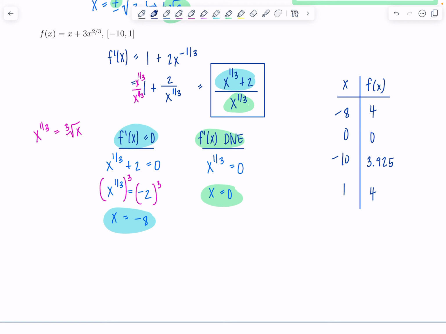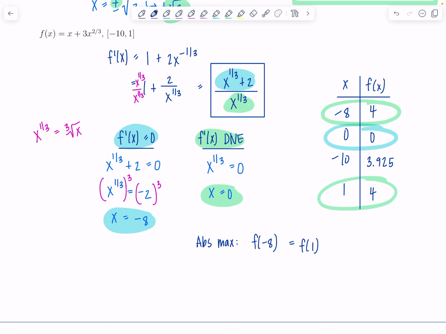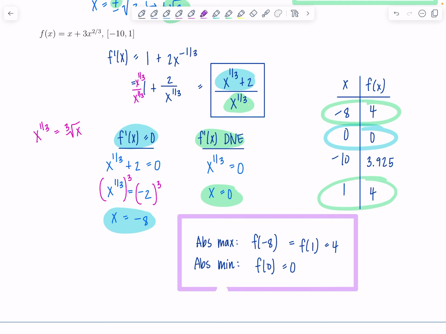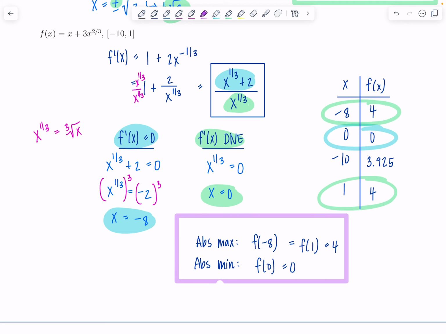Okay, look at that. Absolute max happens twice. And then here's the absolute min. This is exciting. So absolute max, you could write it like this: f of negative 8, which equals f of 1, which is 4. And then absolute min, f of 0, which is 0. Okay, good. That was a nice one. All right, so let's move on.